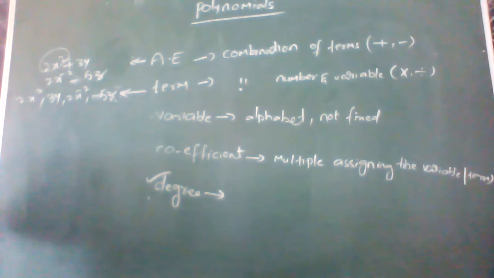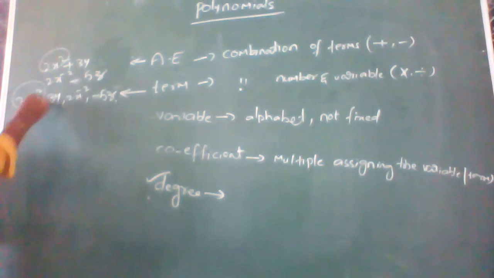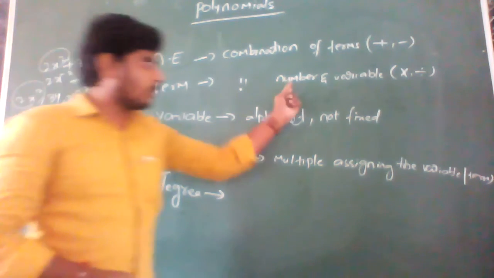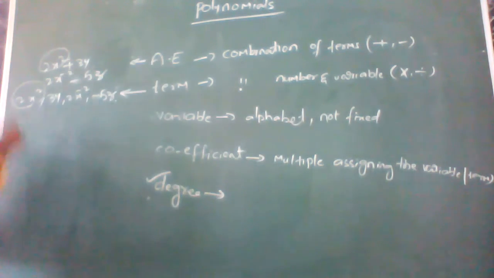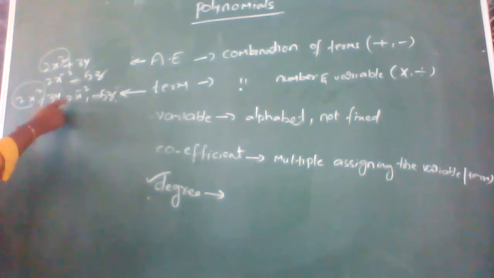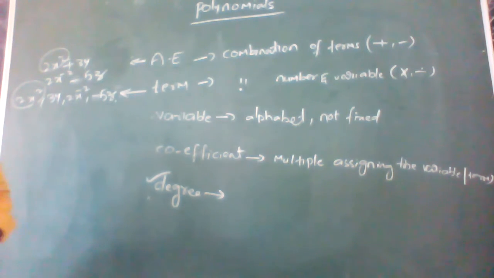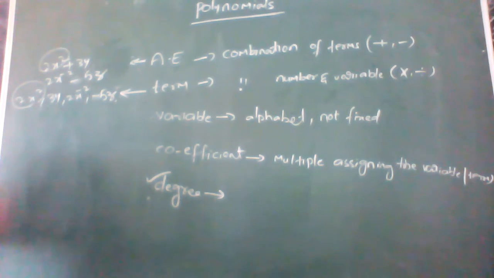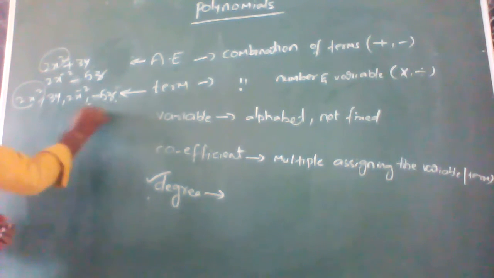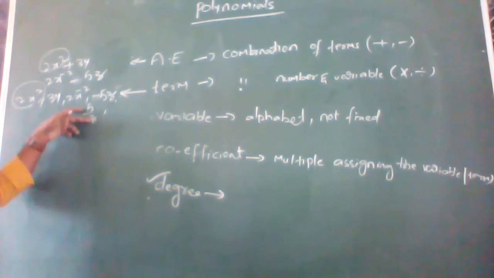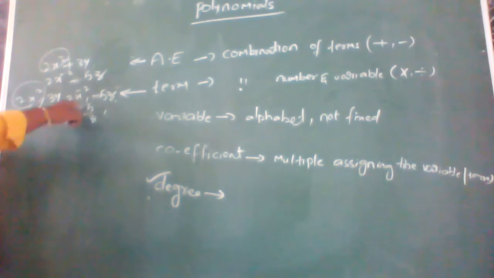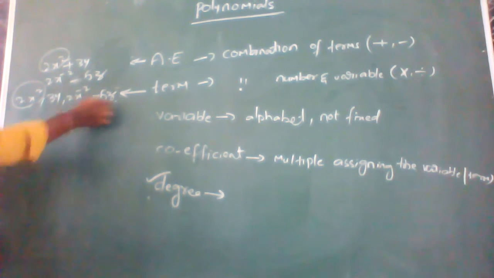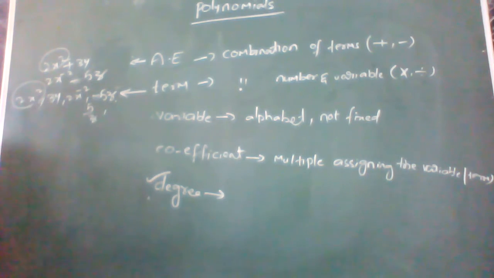And coming to here, a term is a combination of number and variable. What is the operation between them? Okay, multiplication. Take one more, 5 by z. This is also a term. So here 5 and z have a division operation between them, and here it is multiplication. Right? Clear?